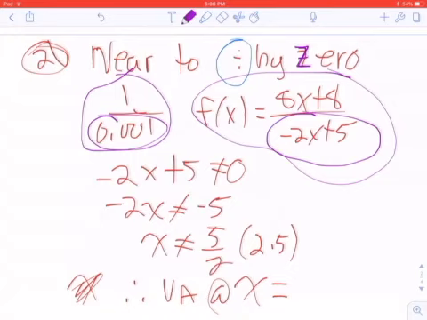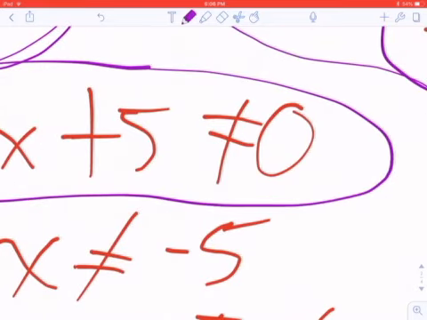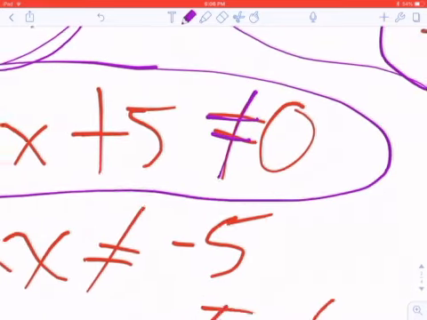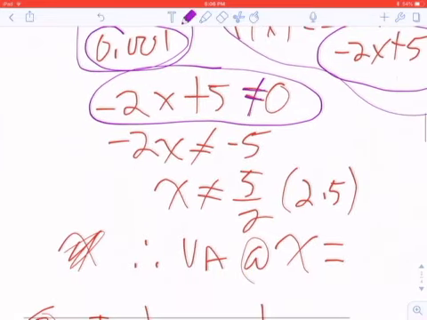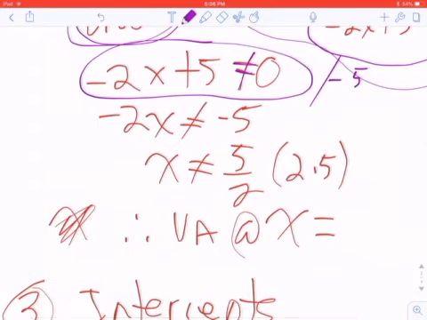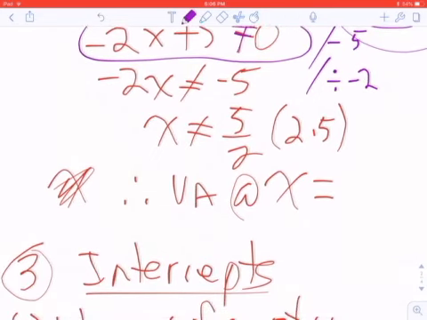So the first thing I do, what's the x value that makes the bottom worth 0? The denominator is negative 2x plus 5. And that means right here, folks, that symbol I've just gone over in purple means cannot equal. So negative 2x, I subtract 5 on both sides. And then I get negative 2x cannot equal negative 5. And then I divide both sides by negative 2. So x cannot be 5 over 2, which as a decimal works out to 2.5.